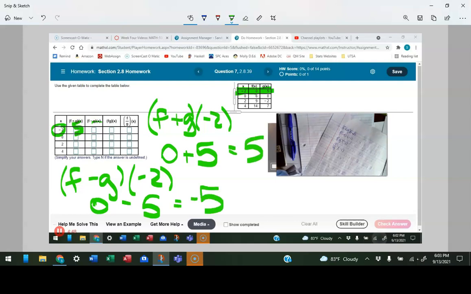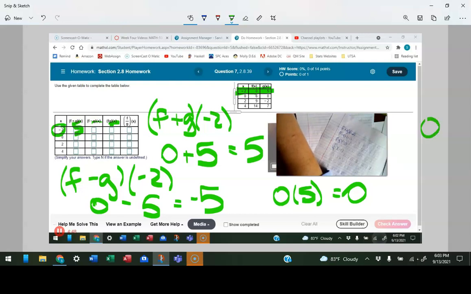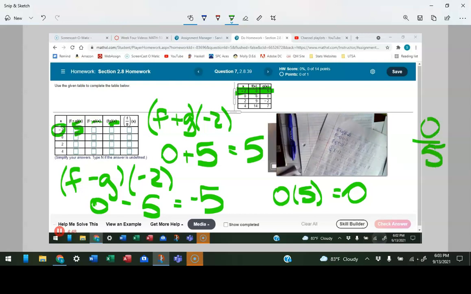Okay, so all I'm doing is pulling off of this up here. And then I'm going to have f times g at negative 2. F of negative 2 is 0, and g of negative 2 is 5, so that gives me 0. And then I'm going to have f over g at negative 2. So that gives me 0 over 5, which is 0.